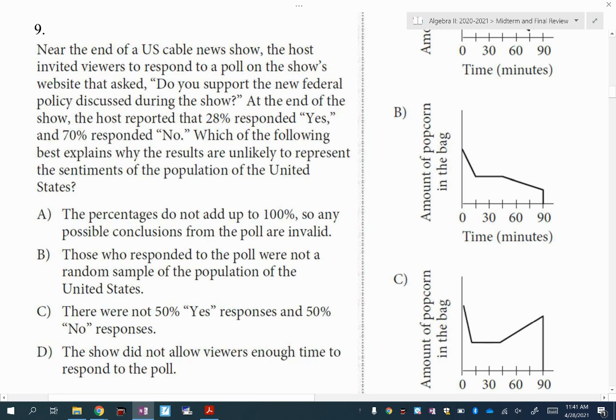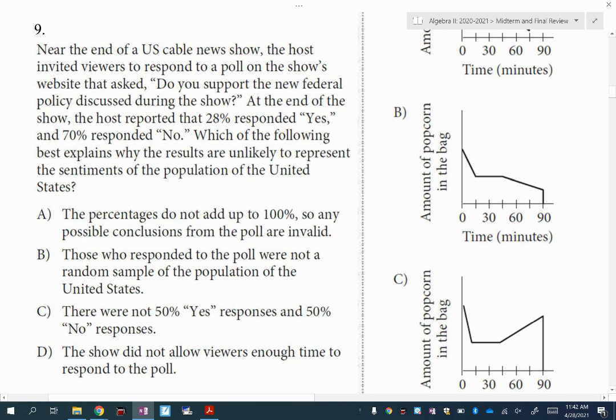Now they're trying to trick you with A, saying the percentages don't have to add up to 100. That's fine. They don't have to, right? There could have been another option besides yes or no, maybe undecided or something else. Then it's saying there were not 50% yes and 50% no. Again, this is like their sentiment, right? So it's probably not going to be 50-50. And then the show did not allow viewers enough time. It doesn't really mention a whole lot besides like they say, hey, go and vote on our poll. So not real sure what that's trying to do.